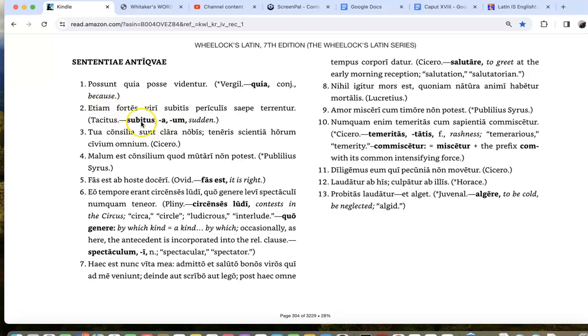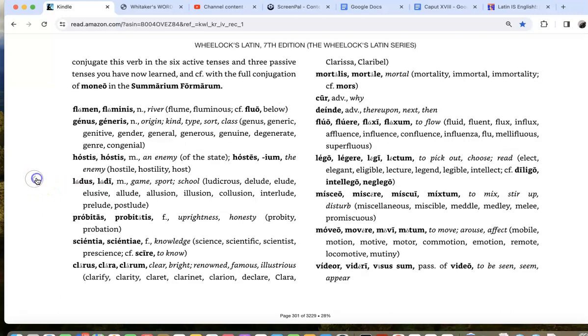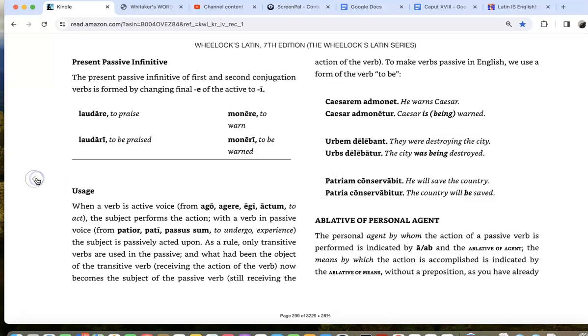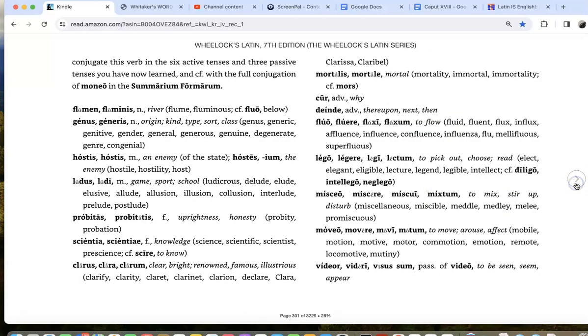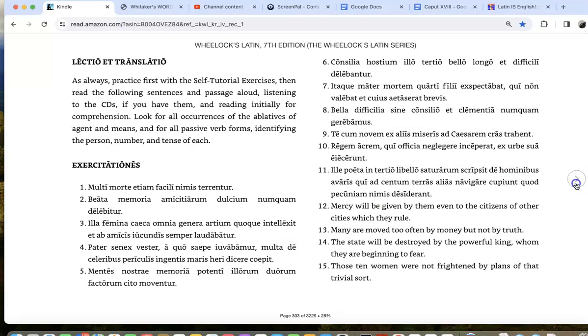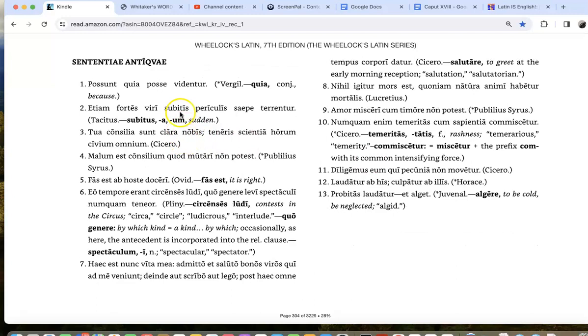And then they give us this word here, subitis periculis. Now this is ablative of means. That is one of our grammar topics. It means how were, so here we have ablative of means. But how were they, here we go, ablative of means right here. How were they scared, or how were they terrified? Well, in this particular instance, we read by sudden dangers.